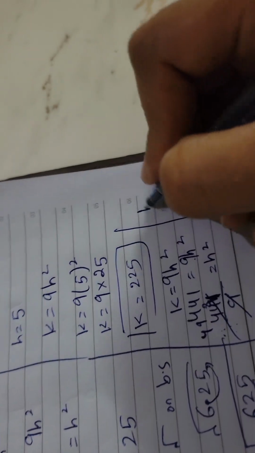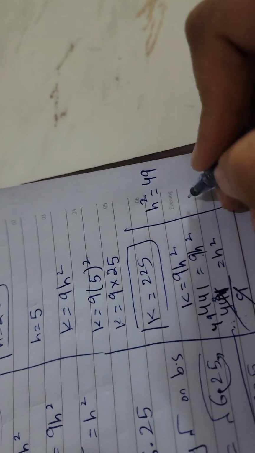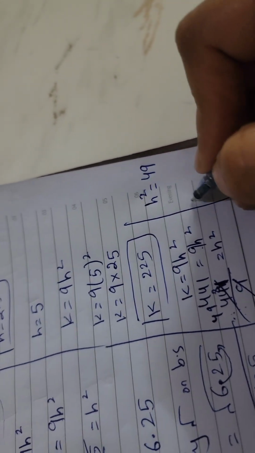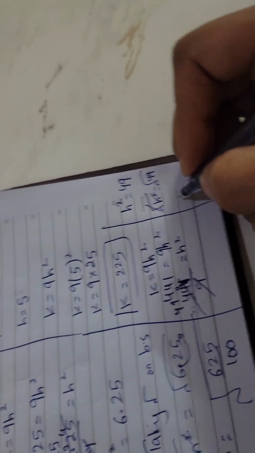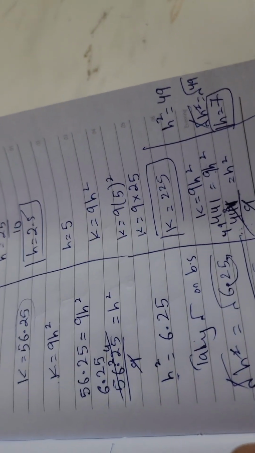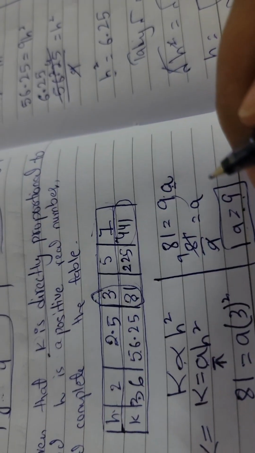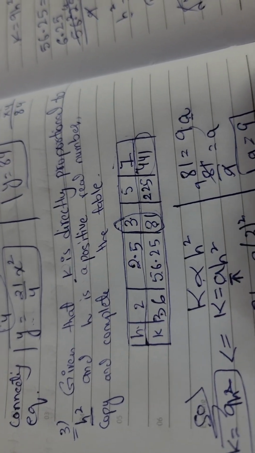So h square is equals to 49. We have to get rid of this square as well, so taking root on both sides, under root 49. 49 is the perfect square of 7. 7 sevens are 49, so h is equals to 7 is the answer. Okay, so these are the required values of the table.